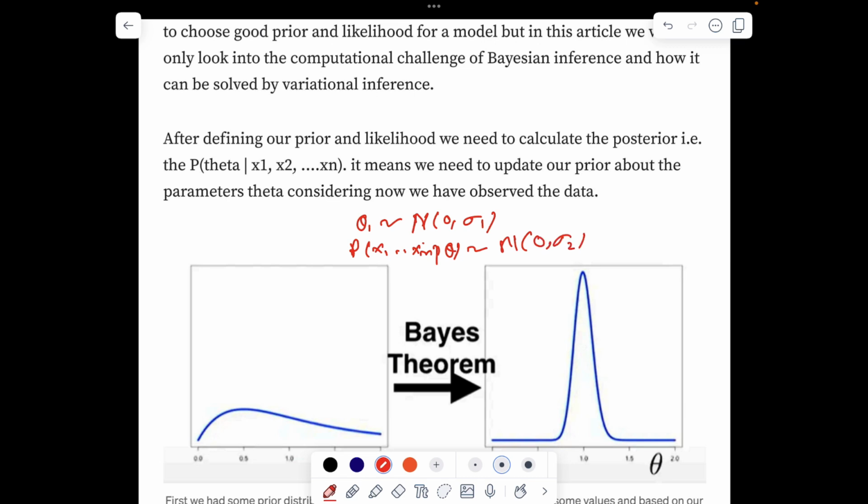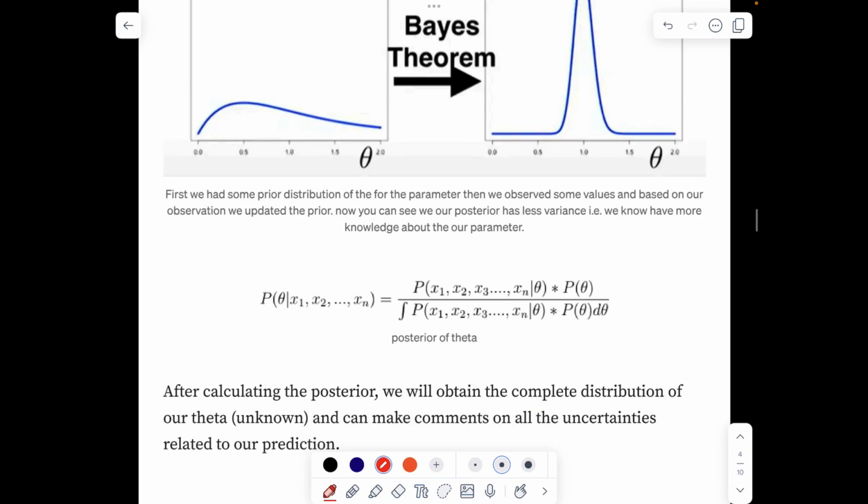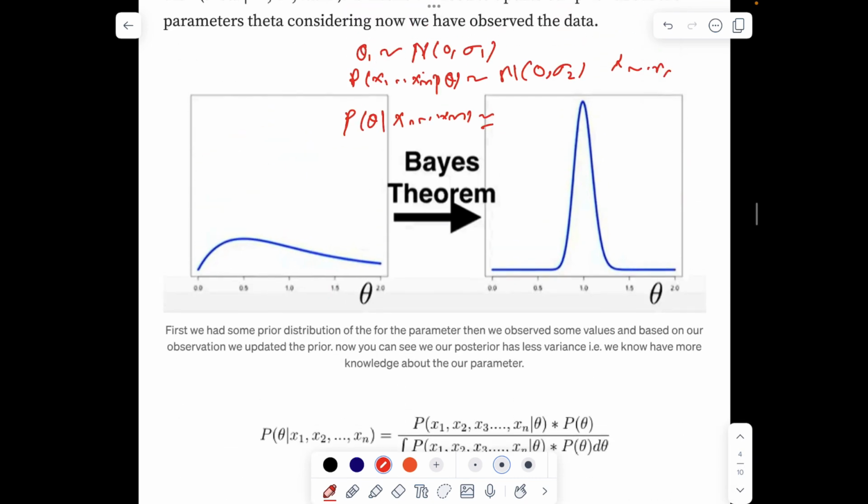Now we have some knowledge because we have observed the data. How did the knowledge of the probability of theta, given that we have observed the data, change? This part we call the posterior. So how do we define the posterior? This is a pictorial representation, and it is a very good one.